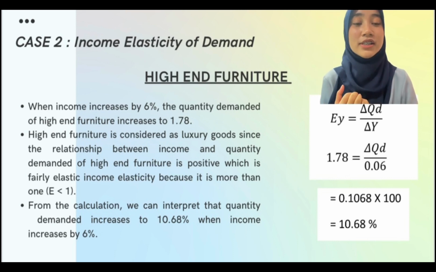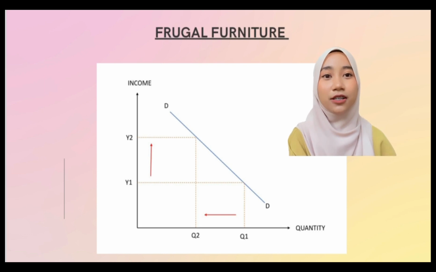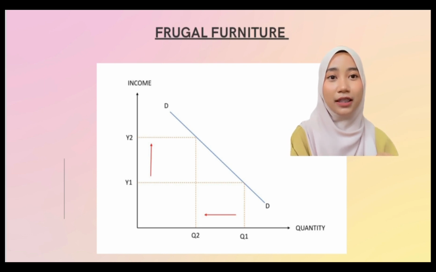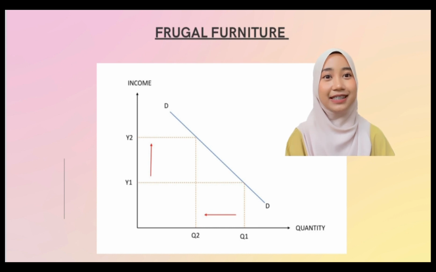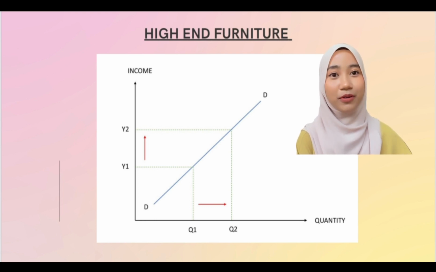So high-end furniture is considered a luxury good since the relationship between income and quantity demanded of a luxury good is a fairly elastic income elasticity because it is more than 1. From the calculation I've already made, the quantity demanded of high-end furniture increases by 10.68% when income increases by 6%. As you can see, this graph shows what happened to income elasticity of demand of frugal furniture when income rises. And now this graph shows what happened to income elasticity of demand of high-end furniture when income rises.